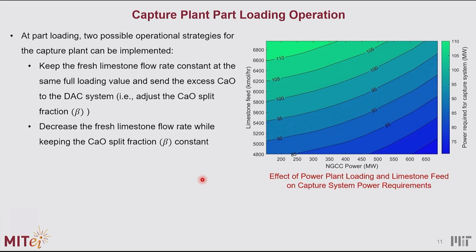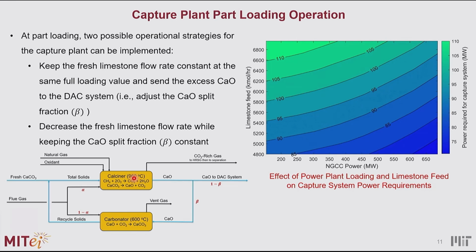What about the capture plant? So for the capture plant, we have said that it's dependent also on the calcium carbonate. So to remind you what we're talking about here, the fresh calcium carbonate here. So at part loading, the flue gas will decrease. This one is coming from the NGCC plant, so it will decrease. But what happens to the calcium carbonate, the limestone? So you can either keep it constant at the full loading value, or you can scale it down as you decrease the flue gas flow rate. So how does this affect the system?